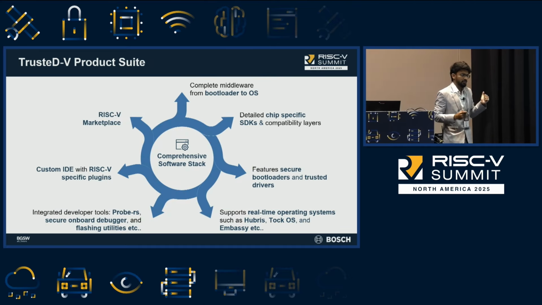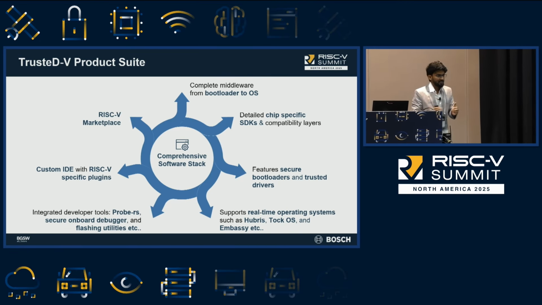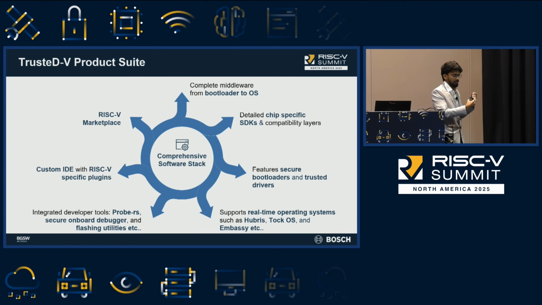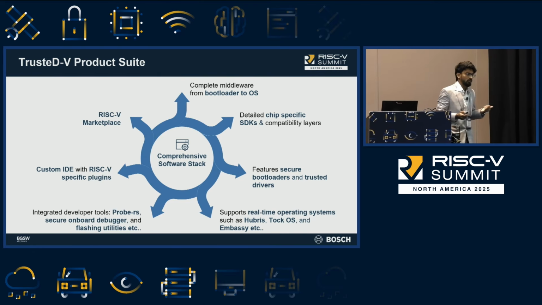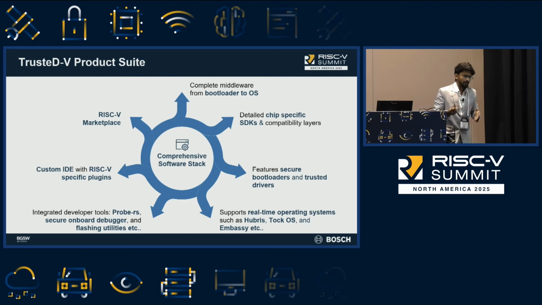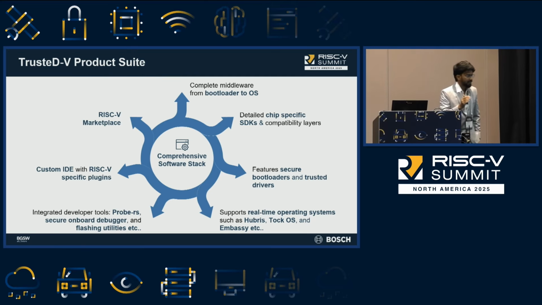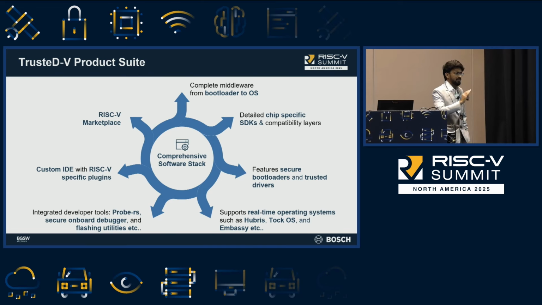We built a complete middleware stack from bootloader to OS, and then chip-specific SDKs and compatibility layers. I'll show you in a demo how it can be used here, along with secure trusted bootloaders and trusted drivers. We also added support for real-time OSs like Hubris, Tock OS, Embassy, etc. Integrated tools like Probe-rs, secure booting, debuggers, and flashing utilities were all added. We also built an IDE specialized for RISC-V. It's called the RISC-V Rust IDE.